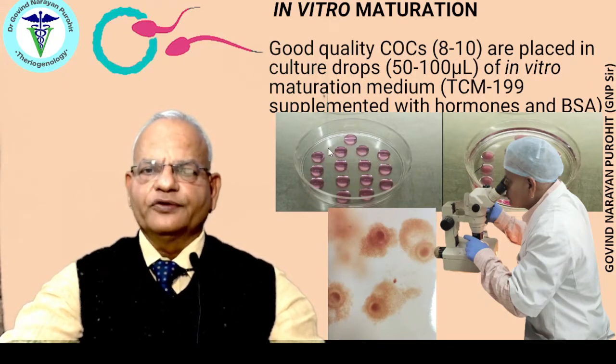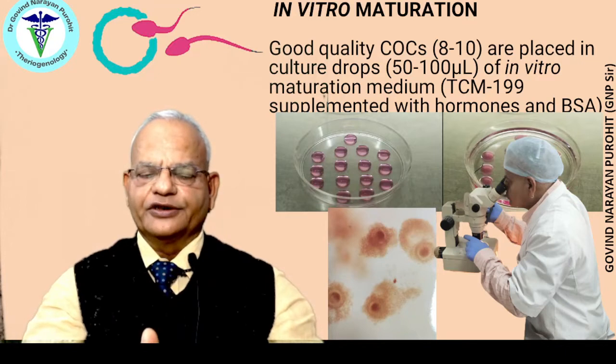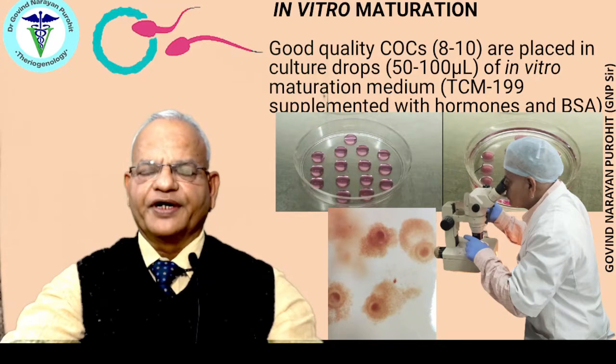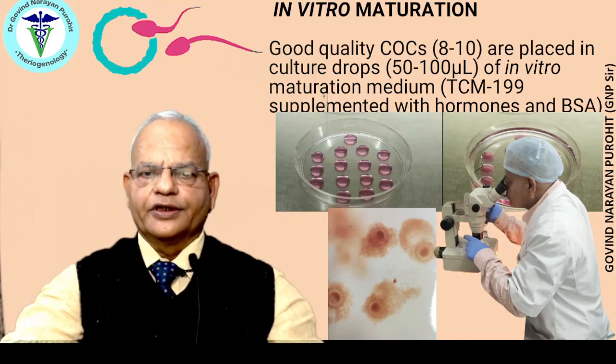So good quality oocytes, 8 to 10, are placed in culture drops of 50 to 100 microliter in vitro maturation medium in small petri dishes, 35 millimeter, or if you are using some different type of material, you can also use those multi-well plates, or you can use smaller dishes or larger dishes. And the identification of the oocyte is that it has got a clear cut zona pellucida, and many of them have the cumulus cells attached to it.